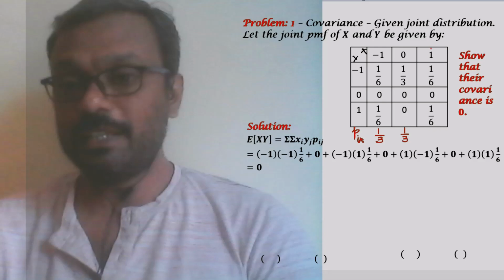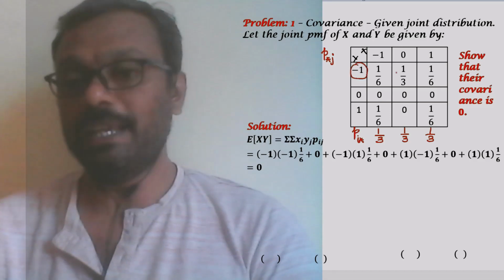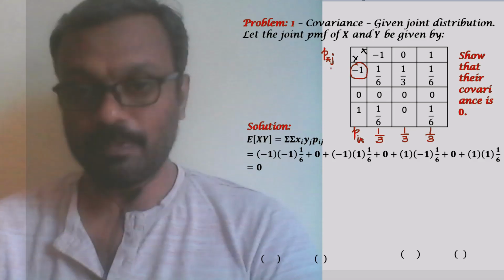Now if you want the marginal distribution of y, take y equal to minus 1, vary your x, add all those values, so 1 by 6 plus 1 by 6 plus 1 by 6, it is 2 by 3. Here it is 0, and now when y is equal to 1, vary x, 1 by 6 plus 0 plus 1 by 6, it is equal to 1 by 3.